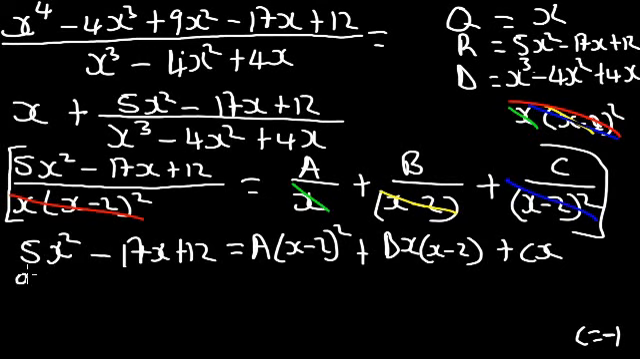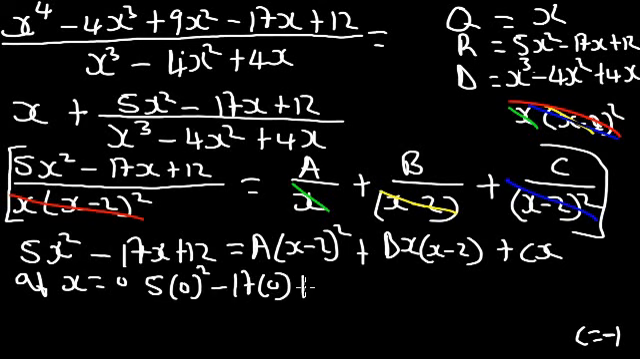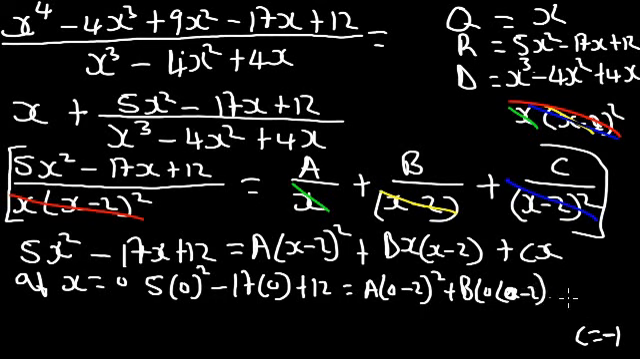At x equals 0, we have 5 in the bracket of 0 squared minus 17 in the bracket of 0 plus 12 to be equals to a in the bracket of 0 minus 2 all squared plus b in the bracket of 0 in the bracket of x. It will be 0 minus 2, then close the bracket again, plus c multiplied by 0. So that will eventually be 0 minus 0 plus 12 equals negative 2 squared is 4.